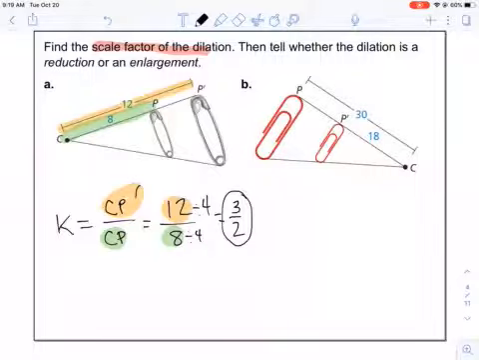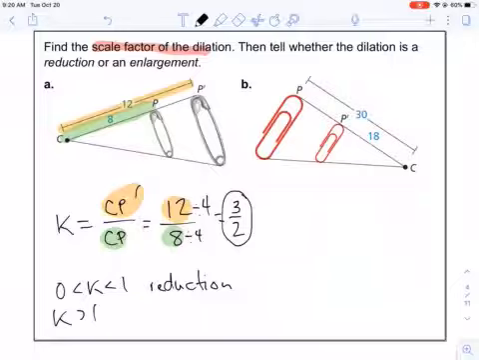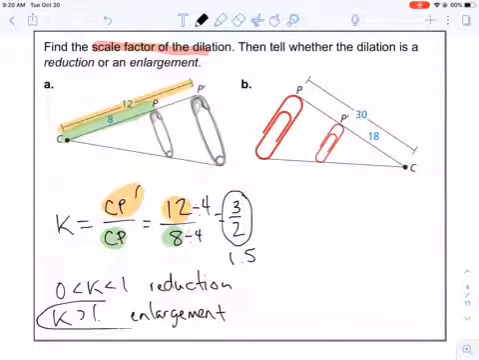Then I need to figure out if that's a reduction or an enlargement. Well, remember, our rule is if K is between 0 and 1, we have a reduction. If K is bigger than 1, an enlargement. Let's see. 3 over 2 is 1.5, and that's bigger than 1, so this is an enlargement, meaning our picture got bigger.